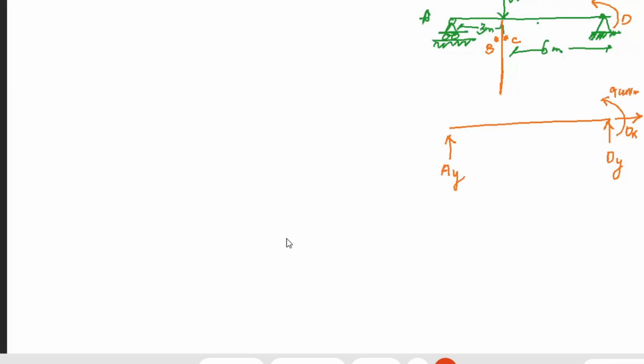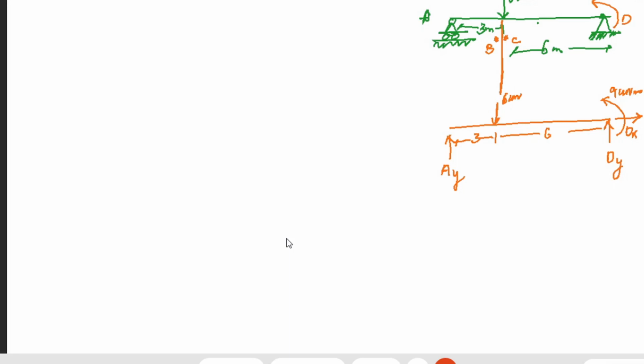and then we also have a moment of 9 kilonewton at this point, and we have a load which is 6 kilonewton at a distance of 3, and this is 6. Okay, now this is with regard to the external loadings on this simply supported beam. This is a simply supported beam. We have not incorporated any fixed beam here, so that is why this is called a simply supported beam.